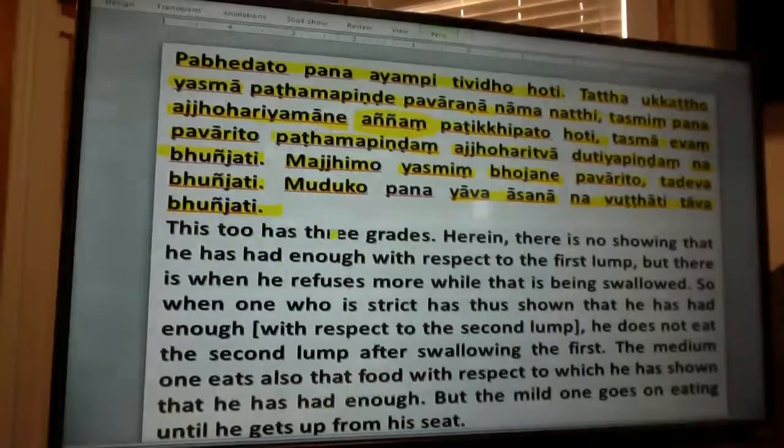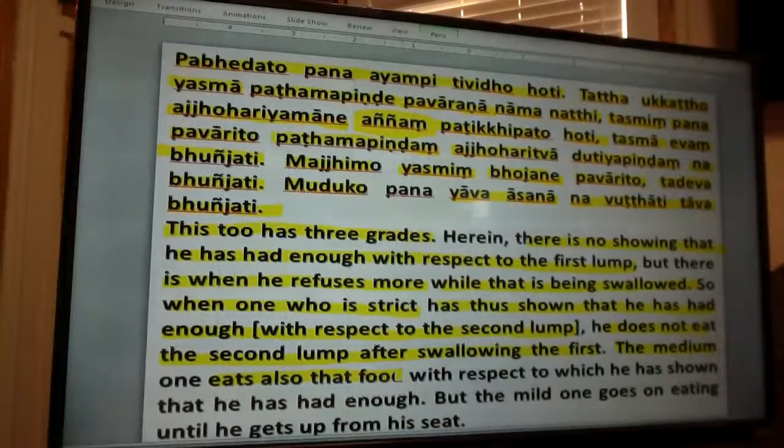Okay. So that's why in the English translation, in this practice there are three grades. Herein there is no showing that he has had enough with respect to the first lump, but he refused more. The one who is strict has shown he has had enough with respect to the second lump. He does not eat the second lump after swallowing the first one. He never does. But the medium one eats also that food with respect to which he has shown that he has had enough. That means all enough, no need for extra.